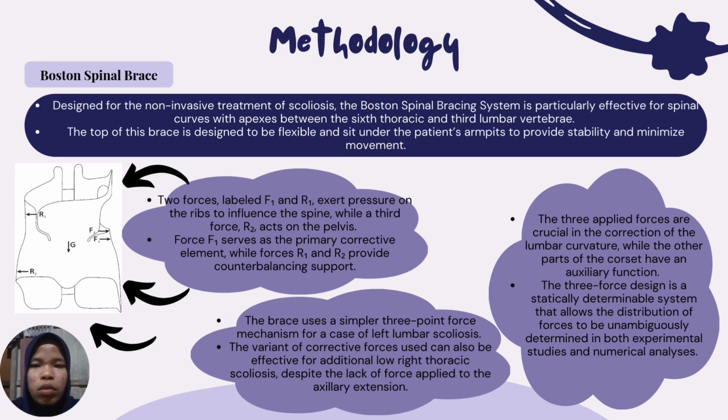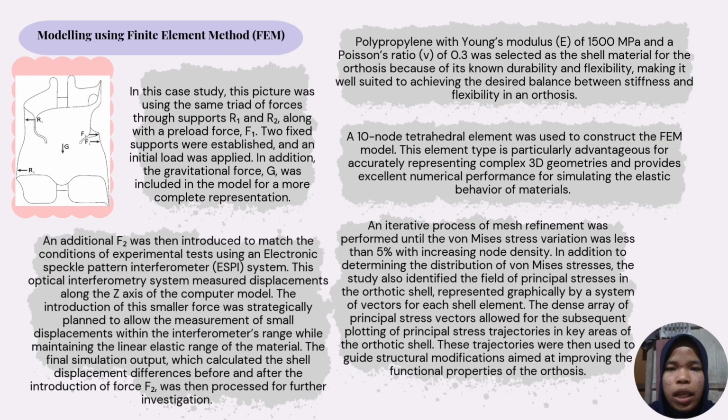The three applied forces are crucial in the correction of the lumbar curvature, while the other parts of the corset have an auxiliary function. The three-force design is a statically determinable system that allows the distribution of forces to be unambiguously determined in both the experimental study and numerical analysis. In this case, this picture uses the same triad of forces to support R1 and R2 along with a preload force F1. Two fixed supports were established and the initial load was applied.